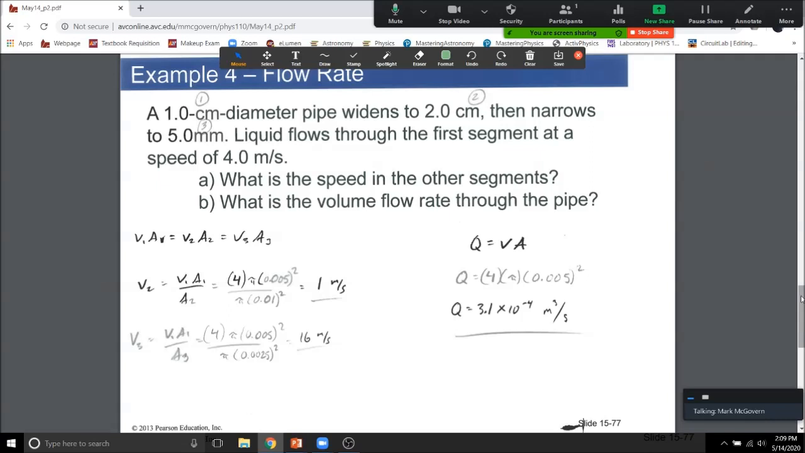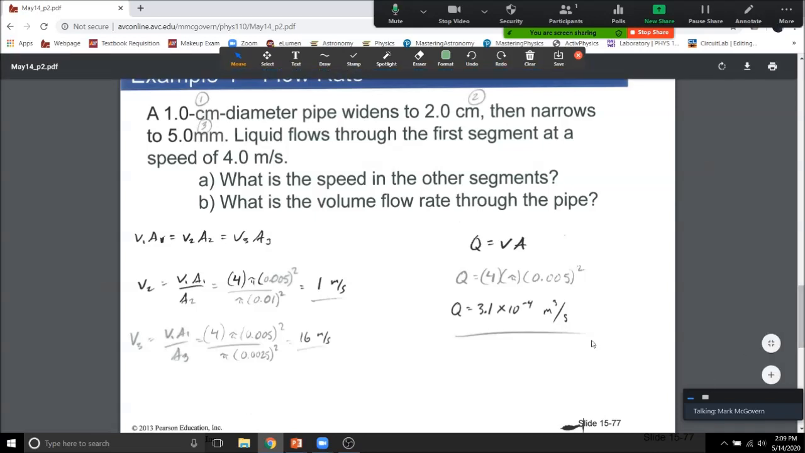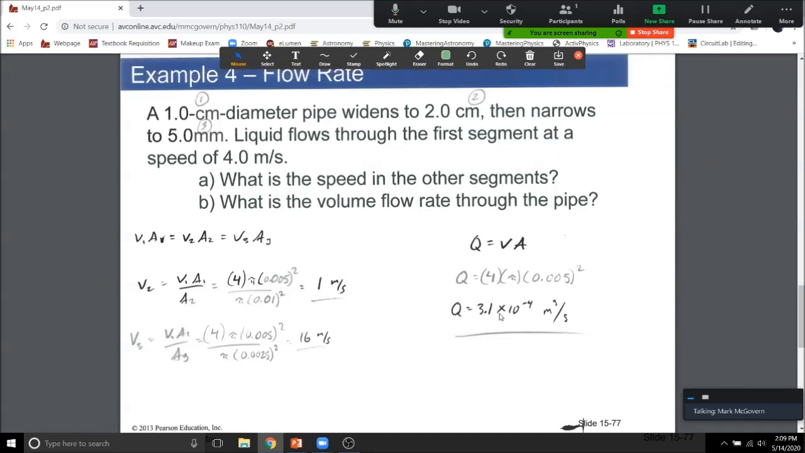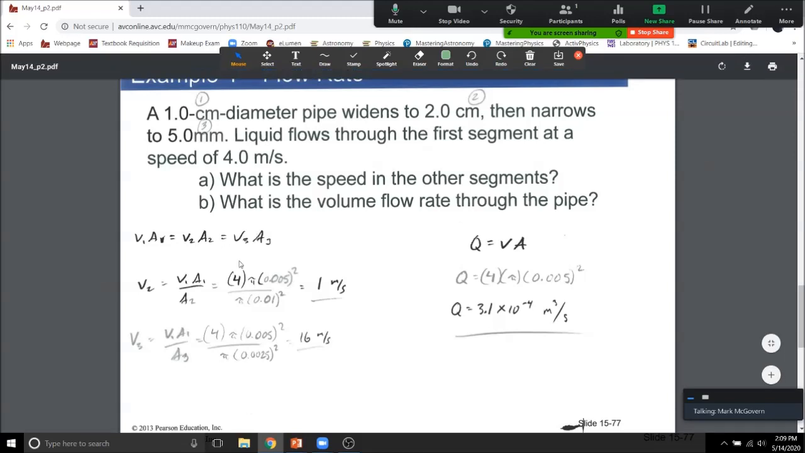Liquid flows through the first segment at a speed of 4 meters per second, and we want to know what the speed is in the other segments. Now, we do the mathematics here, but the concept is really what matters. Ultimately, the volume flow, and you can do this for any part here because they all have to be the same, is the velocity times the area. So if we do that for the first part, you'll get this number down here. The numbers I plugged in here are for the third part, but again, they're all the same. All the v times a's have got to be the same. So you simply solve for the velocity in the other regions, and here's what you see.